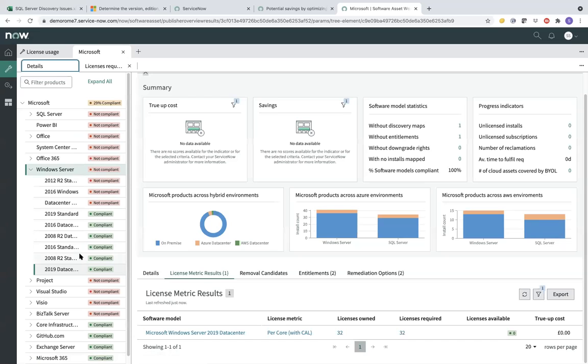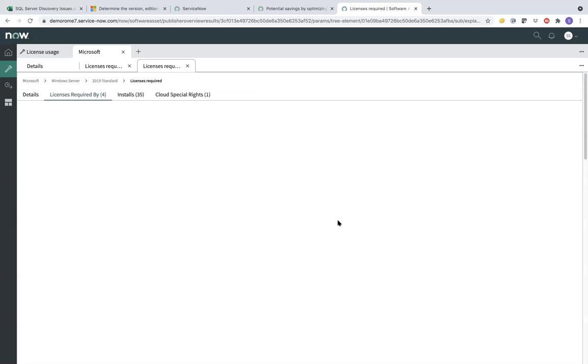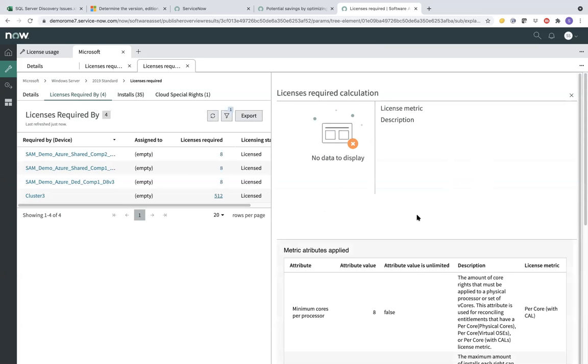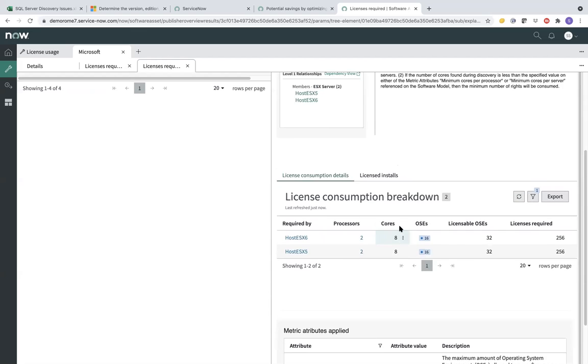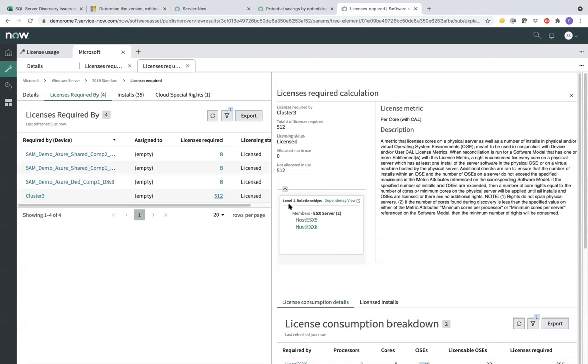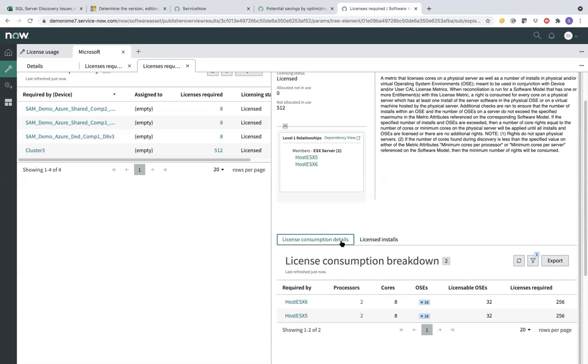Now, if I go to cluster 3, it must have consumed rights as well. And I can see that about 512 rights got consumed for cluster 3. And you can see here that it consumed 512 rights of standard, right? And you can see the number of installs are really high here, about 32. So about 32 VMs are running on it, and to license 32 VMs for a cluster which has 2 hosts on it, you need about 512 standard rights.